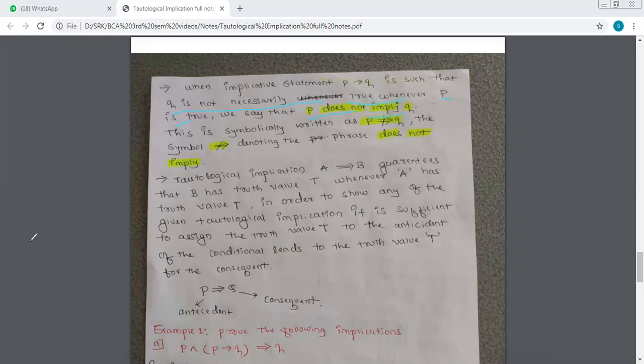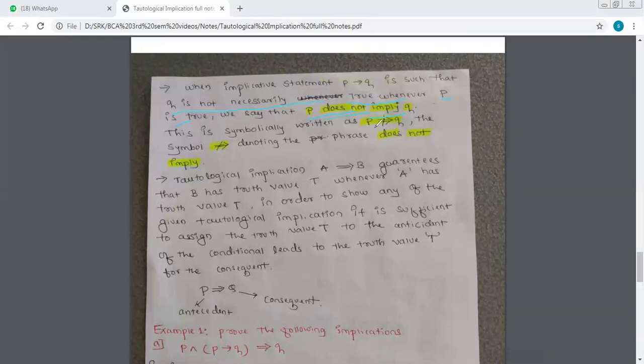Suppose P is true and Q is true, both are true, then we can say that P implies Q. If P is true and Q is false, then P does not imply Q. We can say that.